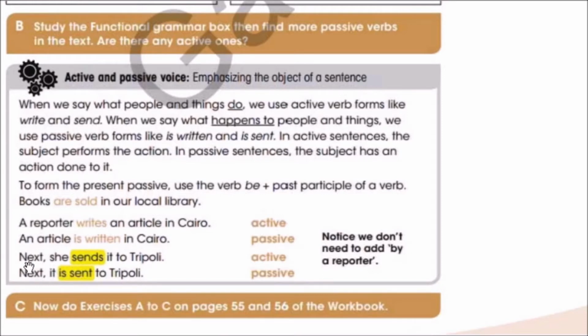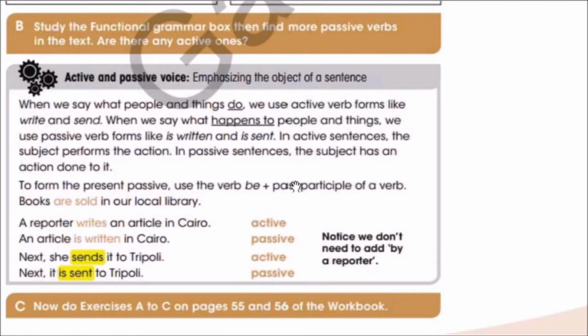Let's look at this example. Next, she sends it to Tripoli. Who sends it? It's she. So we can see the doer of the action, so it's active. Let's look at this example. Next, it is sent to Tripoli. So we can't see who sent it, but it is sent. So if we can't see the doer of the action, it means it's passive. Notice we don't need to add by a reporter. Now, in passive sentences, sometimes we use the word by, and sometimes we don't use it.